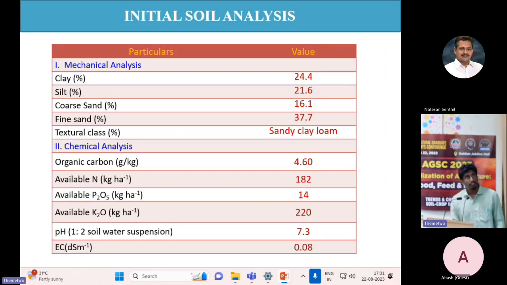This is the initial soil analysis of the experimental trial. It was found to be low in available nitrogen, and medium in available P2O5 and K2O, and the pH is 7.3.